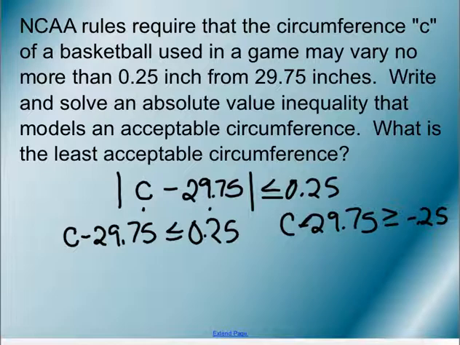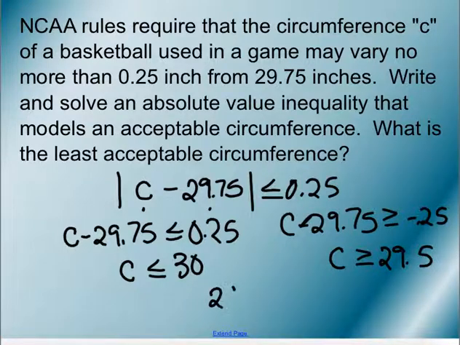Okay, and then we can solve this by adding 29.75 on each side to get C needs to be less than or equal to 30 inches, but it also needs to be greater than or equal to 29.5 inches, meaning it just has this small window of acceptability. It's from 29.5 to 30, okay? It needs to be between those two amounts, or else it won't be acceptable as a regular NCAA basketball.